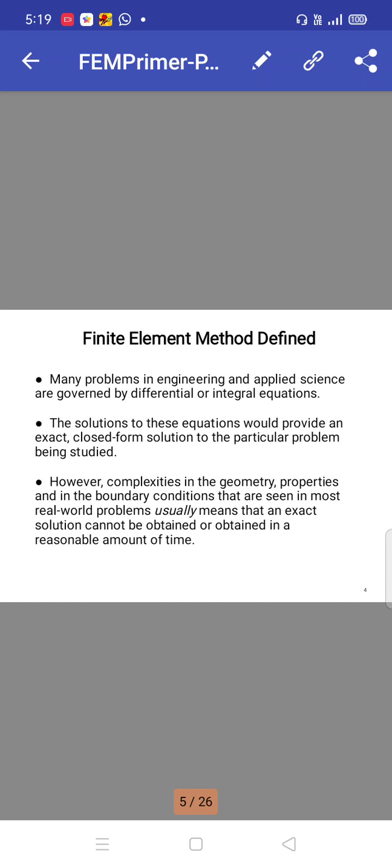Many problems in engineering and applied science are governed by differential or integral equations. The solution to this equation would provide an exact closed form solution to the particular problem being studied. However, the complexities in the geometry, properties and boundary conditions that are seen in most real-world problems usually mean that an exact solution cannot be obtained, or obtained in a reasonable amount of time.